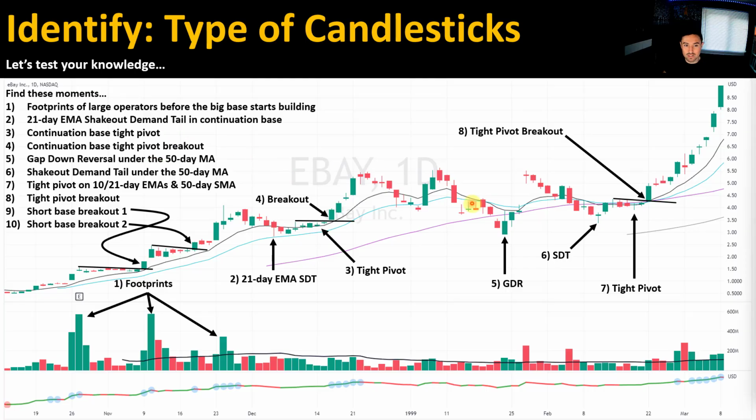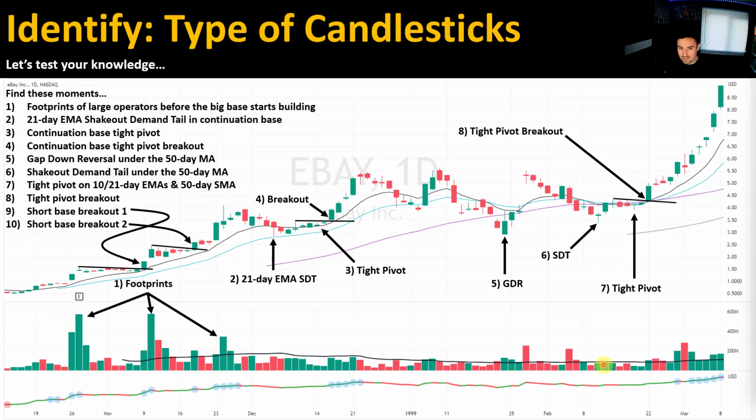You have a gap down reversal bar underneath the 50. So see, prior closes here, it gaps down. And the lower the bar is what? The lower the bar is the open of the bar. So price gaps down and then up it goes, with the sound effects as well. Then it pulls back down. Then number 6, you get a shakeout demand tail right here.